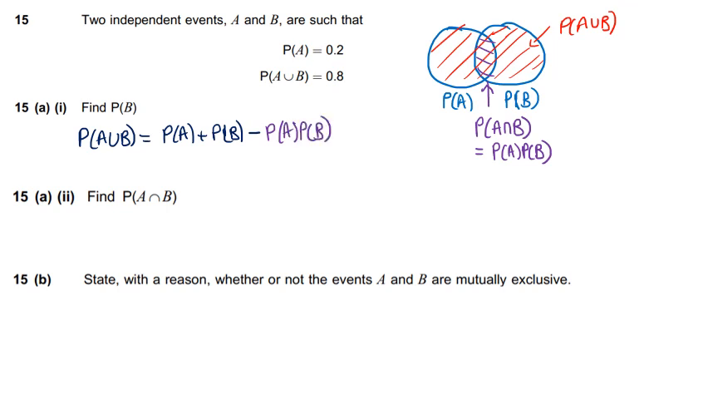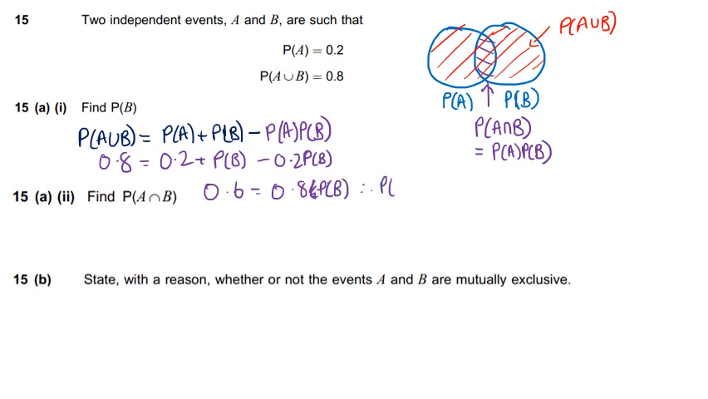So we can write that down. Let's just put in the values that we know. So this is 0.8, P(A) is 0.2, and then rearrange that. So 0.8 minus 0.2 is 0.6. And then on the right hand side we've got P(B) minus 0.2 P(B), so that leaves 0.8 P(B). So P(B) is 0.6 over 0.8, 6 over 8, 0.75, 3/4.